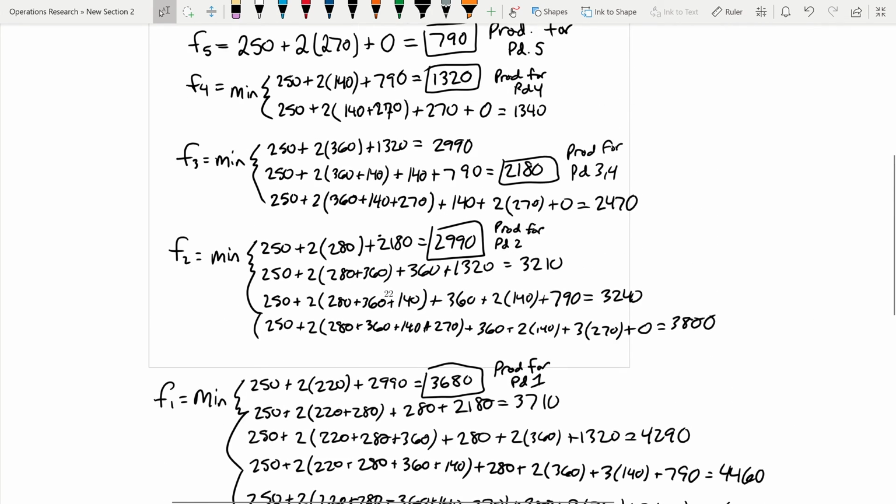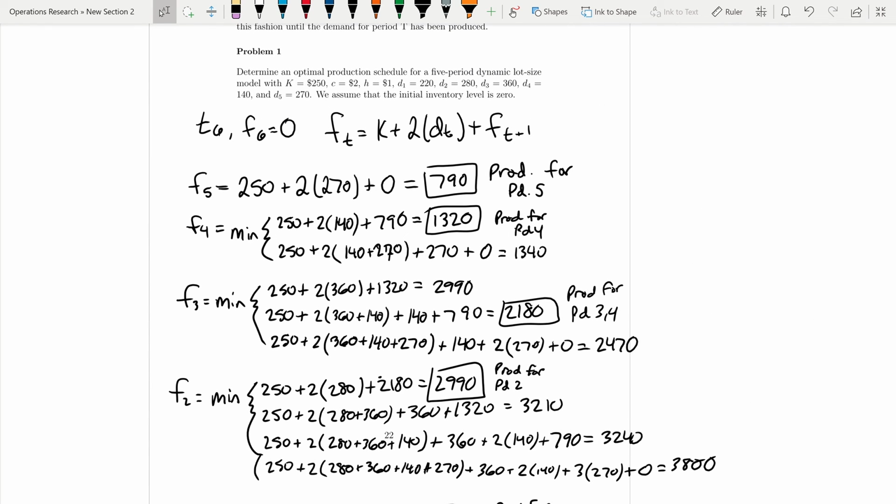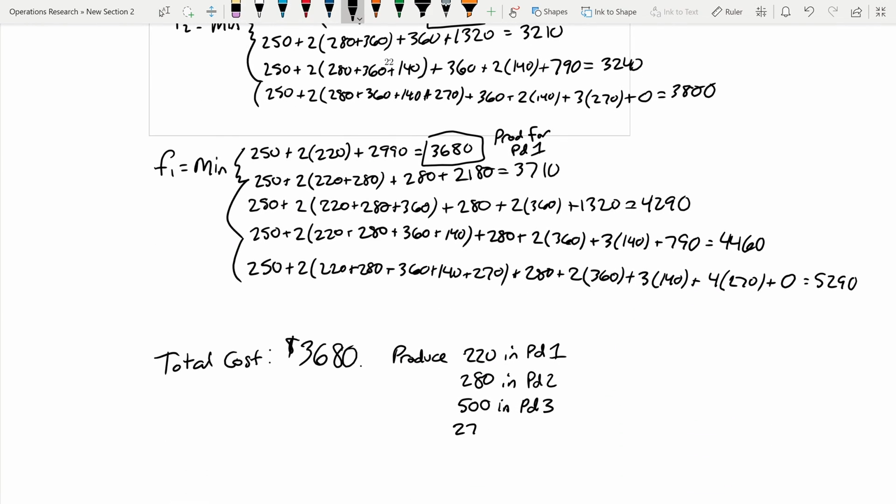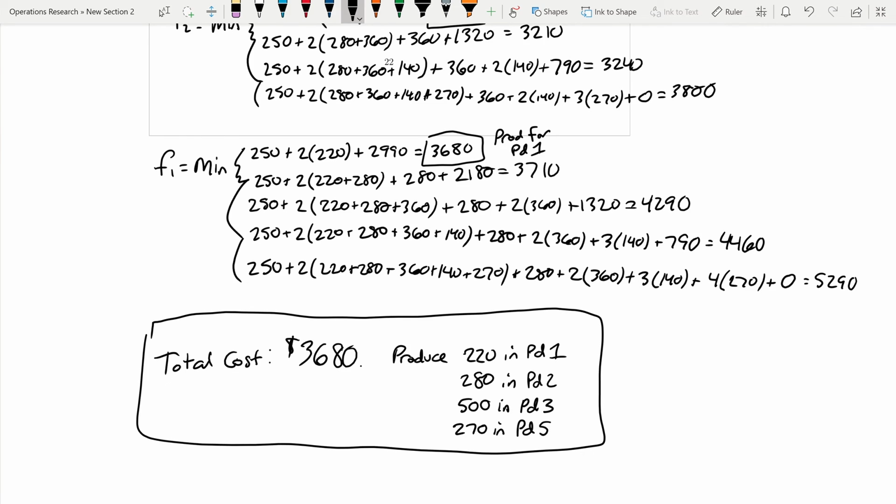And then since we made our production for period 4 and period 3, all we have to do is the 270 we need in period 5. So this is going to be the most cost-effective way to produce the units of production we need in the least amount of cost. Thank you.